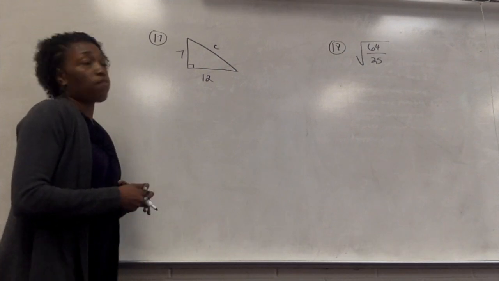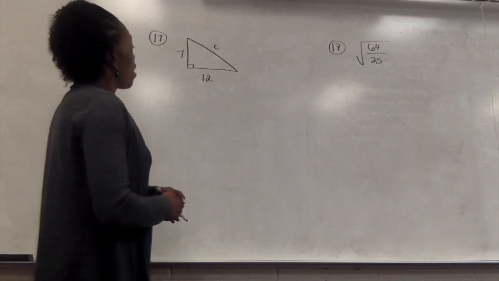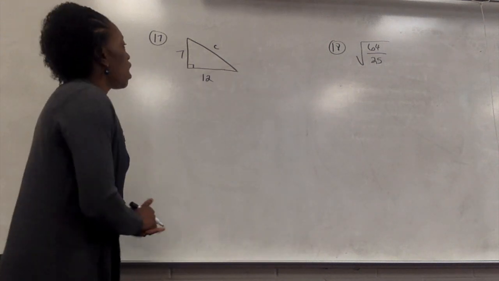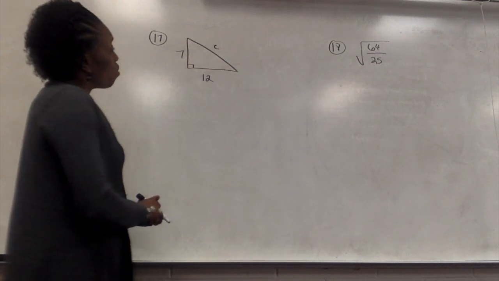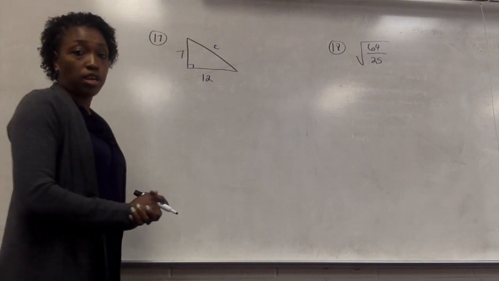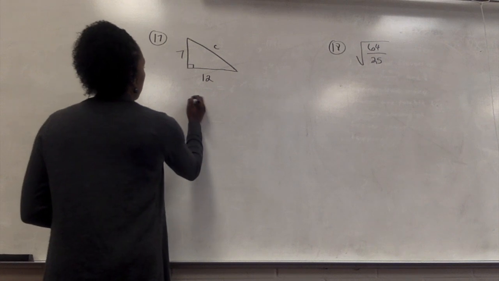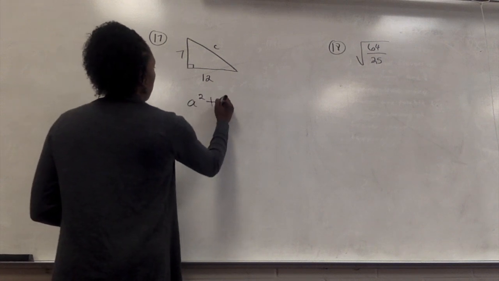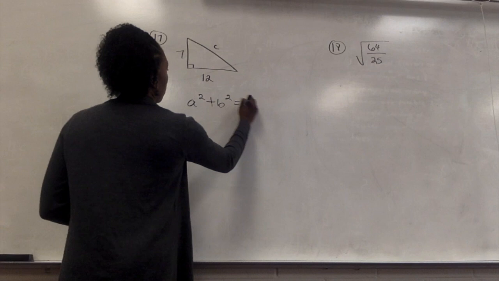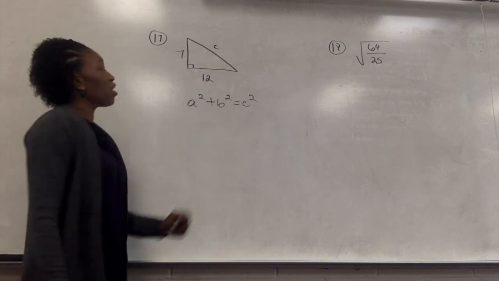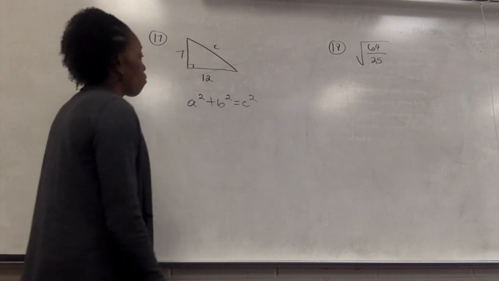So in this problem, we have a right triangle, and we are asked to find the missing side, in this case, C. Since this is a right triangle, we will be using the Pythagorean theorem to help us solve for C. And the Pythagorean theorem is a squared plus b squared equals c squared. C is always your hypotenuse, and A and B are your legs of the right triangle.